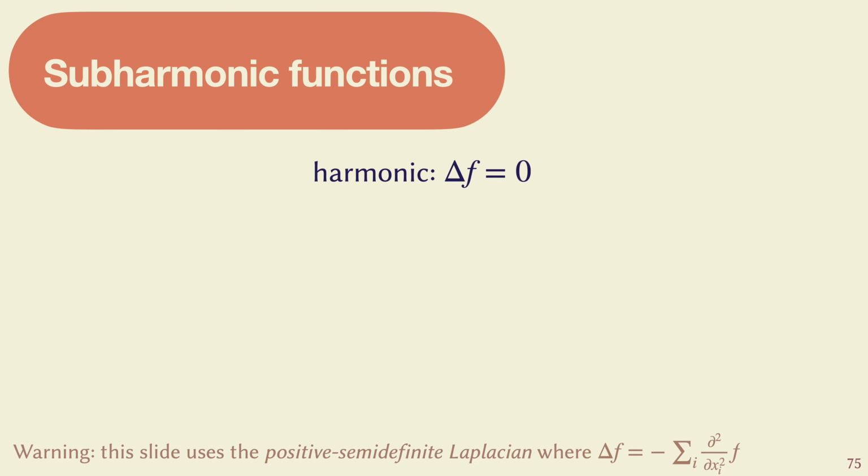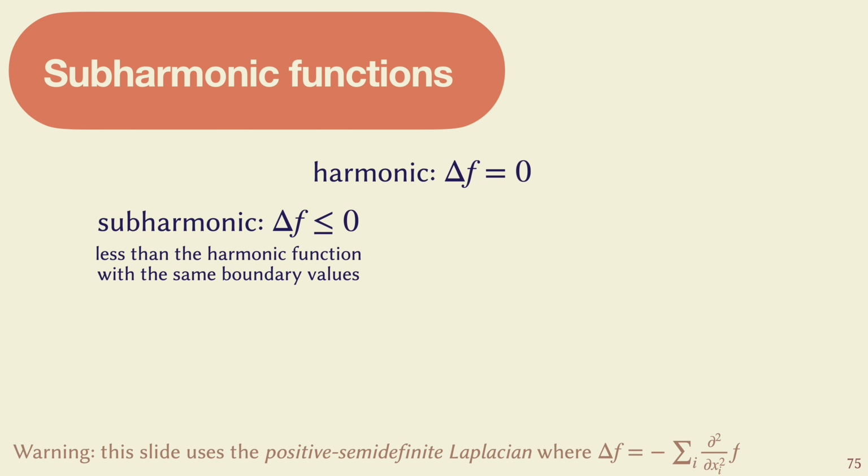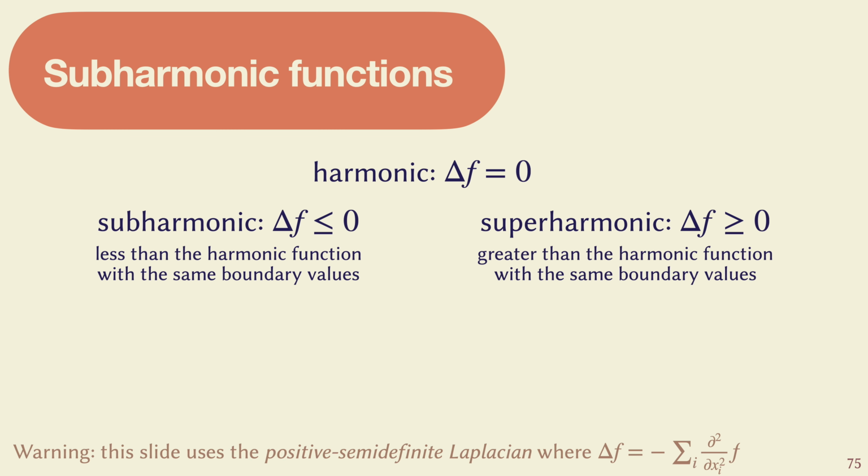Finally, what's next? So far, I've been talking about harmonic functions f, where the Laplacian of f is exactly equal to 0. But one can also study subharmonic functions, where the Laplacian is always negative. And one can show that on any ball, a subharmonic function is always less than the harmonic function with the same boundary values. Similarly, one can study superharmonic functions, whose Laplacians are always positive, and a superharmonic function on a ball is always greater than the harmonic function with the same boundary values.